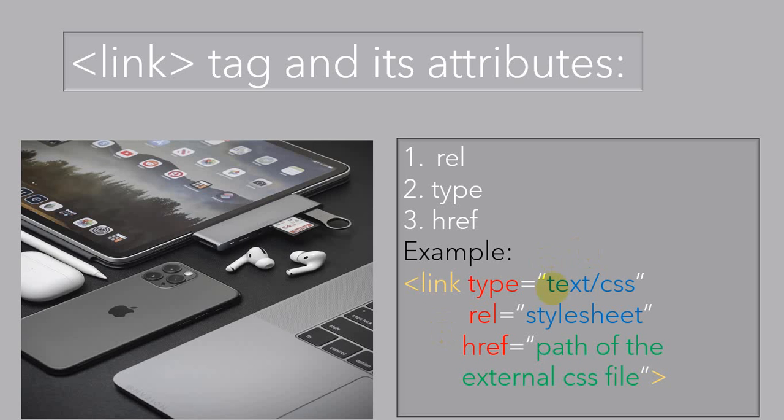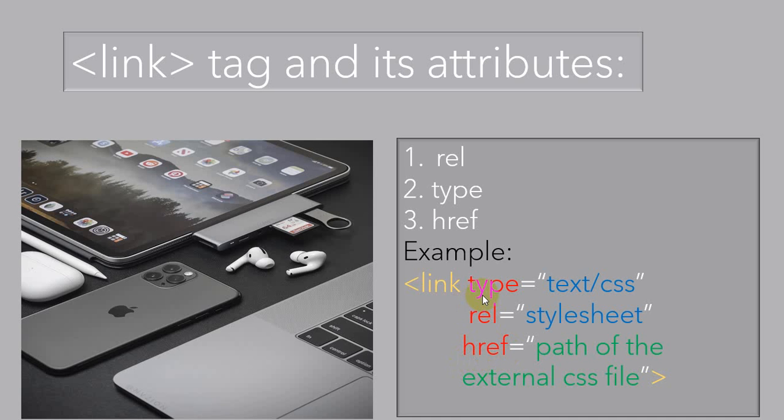So to connect our external CSS with our HTML we have a link tag, and the link tag has three important attributes. Okay, there is no sequence, you can use rel first or href first or type first, but we have three important attributes. The type attribute shows which type of file you are going to connect. One is type, one is rel, that is relationship, and one is href, that is hyper reference.